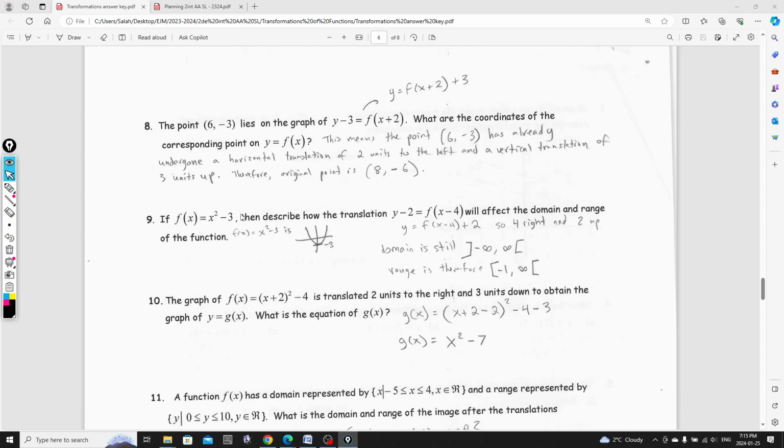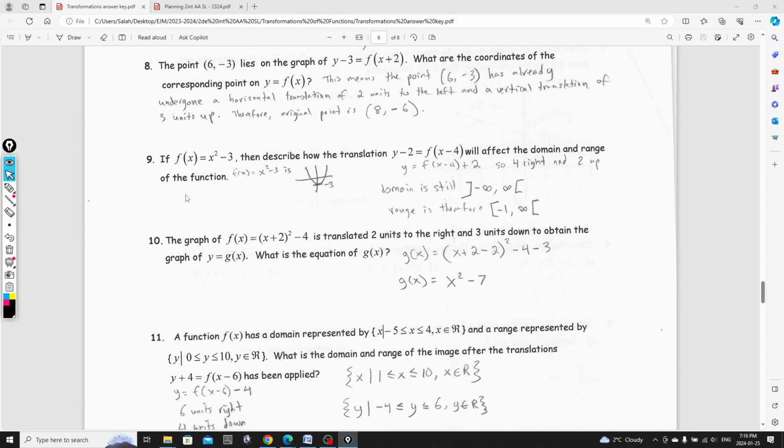Okay, so moving on to question 9. If f of x equals x squared minus 3, then describe how the translation y minus 2 equals f of x minus 4 will affect the domain and range of the function. Okay, well, we've already seen what a parabola looks like. We've already seen what f of x equals x squared looks like, right? So in your mind's eye, you should be seeing a parabola facing up where its vertex, its lowest point, is right at the origin.